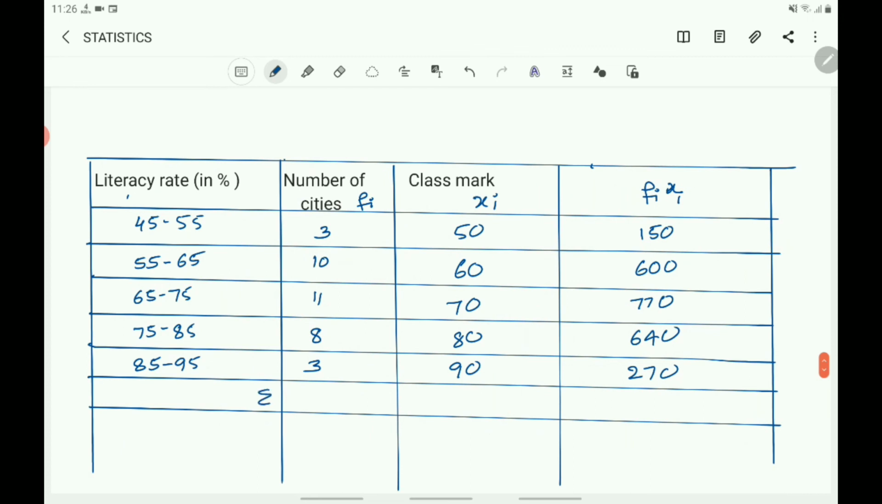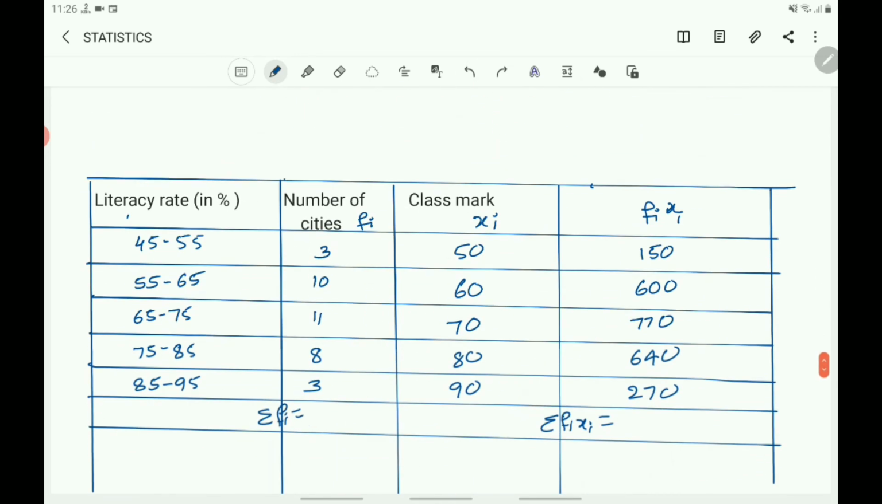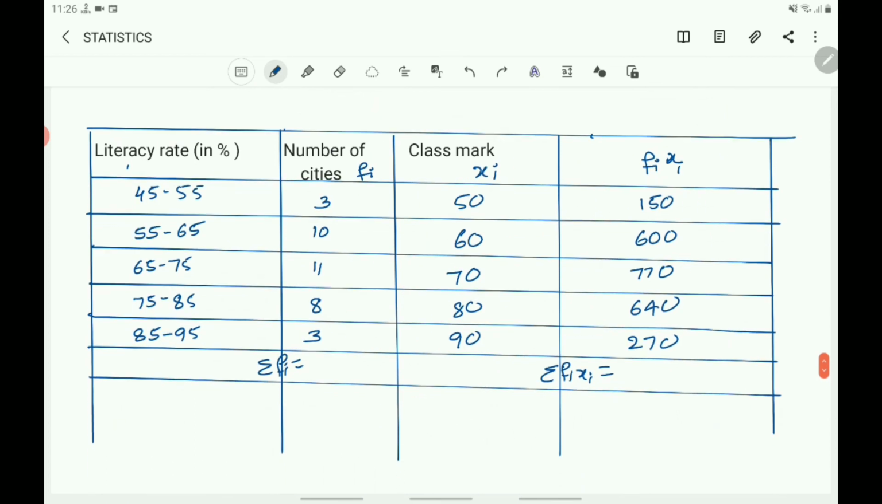Then you find summation of fi and summation of fi xi. And summation of fi is, here 35 it is given. So sum of all fi must become 35 only. Verify here. 3 plus 10, 13, 13 plus 11, 24, 24 plus 8, 32, 32 plus 3, 35. So it becomes 35. That is sum of all fi is 35, and also the literacy rate of 35 cities are taken here, so it must be 35 only.